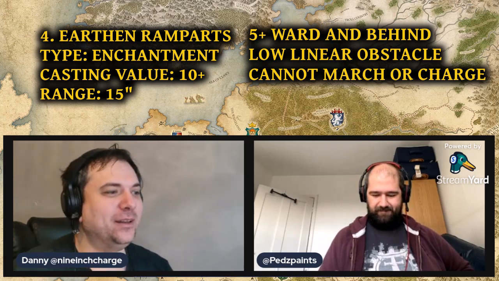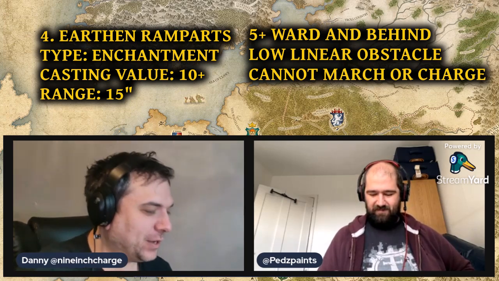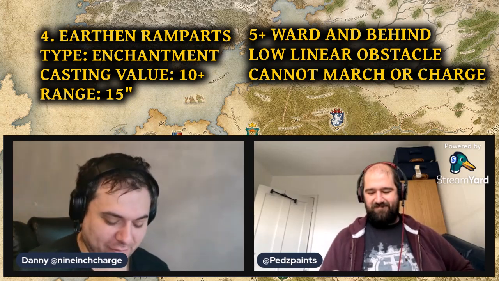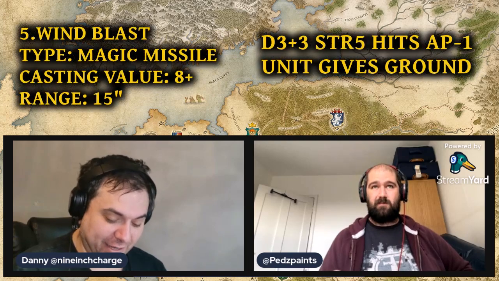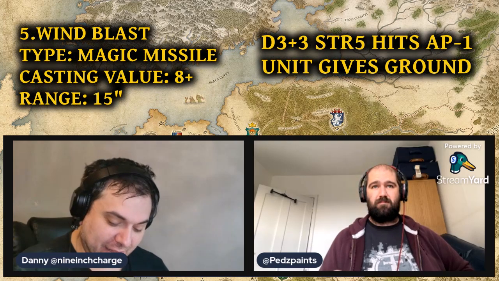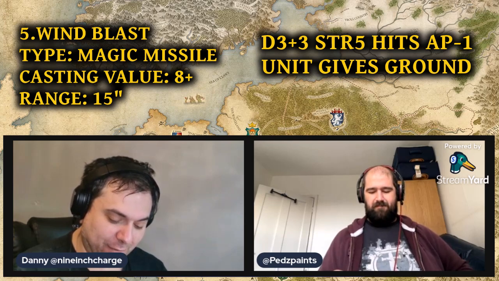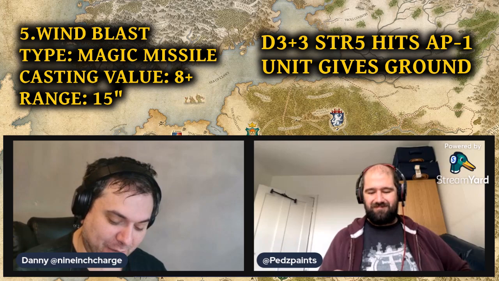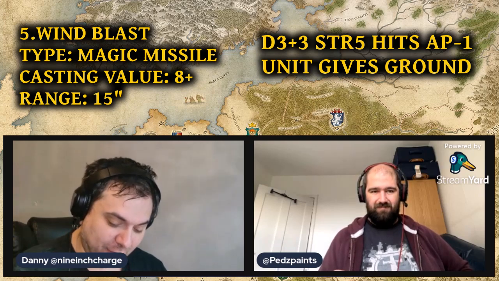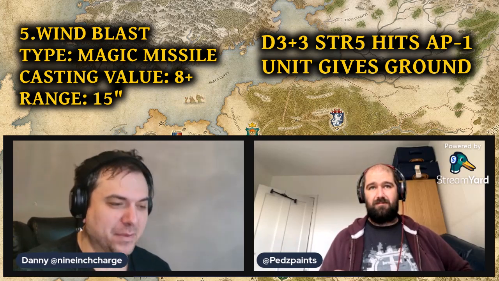All right, next is Wind Blast, and this is obviously the most important spell because it messes with people's movement. So this is a magic missile. It has a casting value of 8 and a range of 15. The target enemy unit suffers D3 plus 3, strength 5 hits, each with an AP of -1. Once these have been resolved, the unit must give ground.